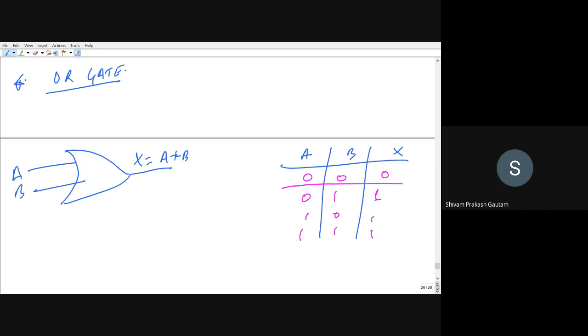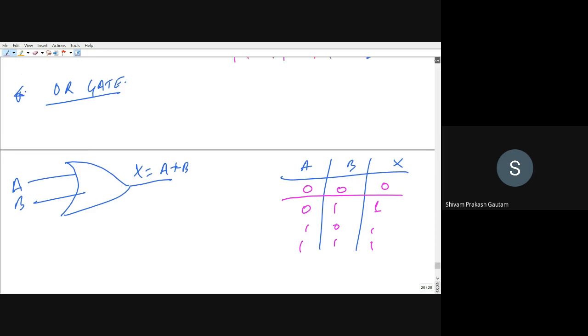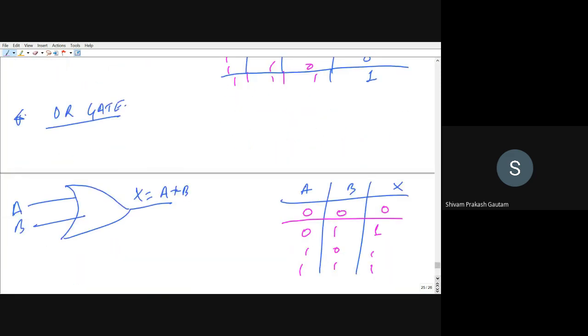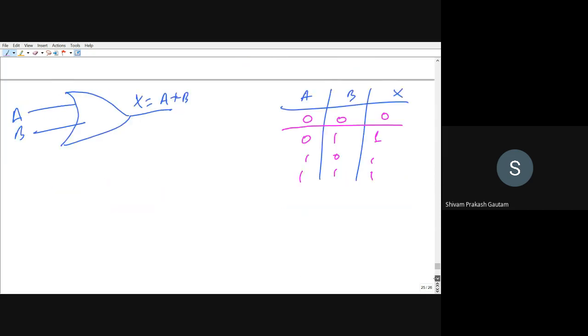It is the reverse of your AND gate. For the AND gate, if all the inputs are 1, then only your output is 1. Here, if all the inputs are 0, then your output is 0. In all the rest of the cases, your output is 1. Similarly, you can make it for 3 terminals as well. I will not be doing that, you can do it by yourself.